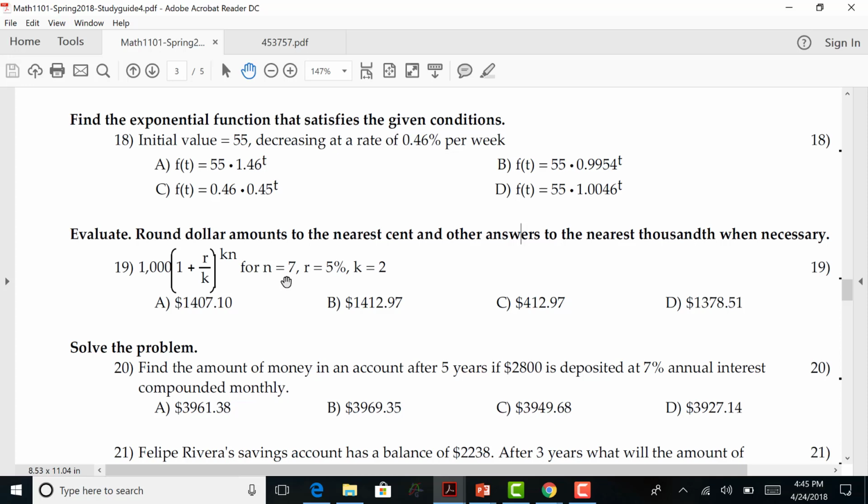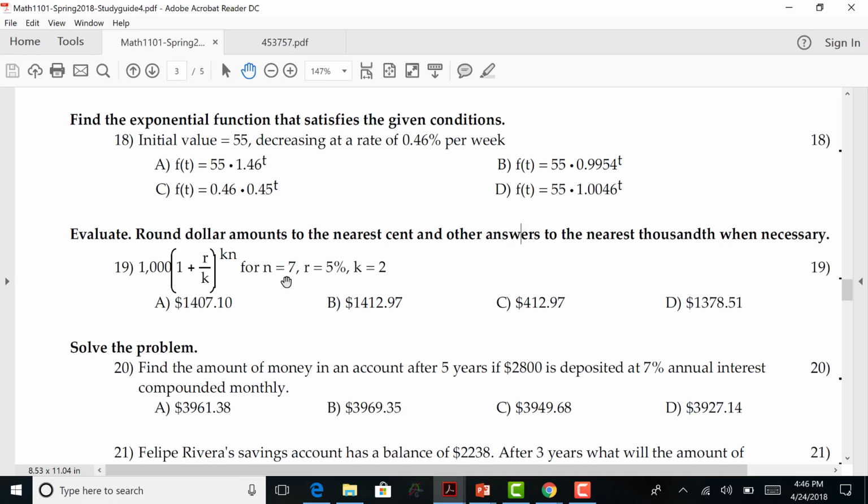Alrighty, what answer is number 20? I heard two different answers. 3,969.35, but then the other answer is 3,927.14. Yeah, but it's B. Did you say B? Okay, I thought you said D as in David. Okay, all right, that was good.